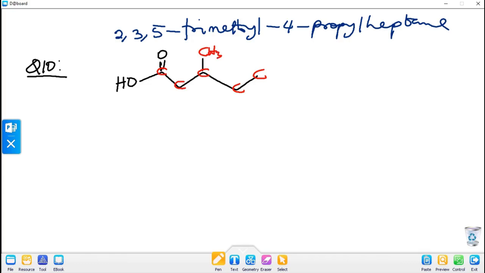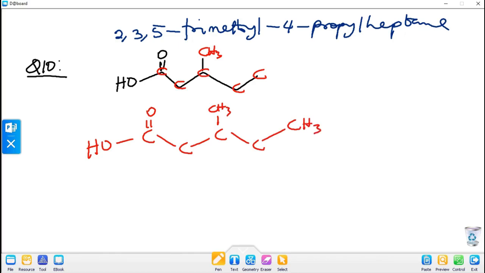This is what it means. So just take note of that. So when you're challenged with this type of structure, do not feel fear. Just know that this is actually a compound that looks like this. HO, C, double bond O, C, C, CH3, and then C, and last of all, CH3. So this is how it looks like.